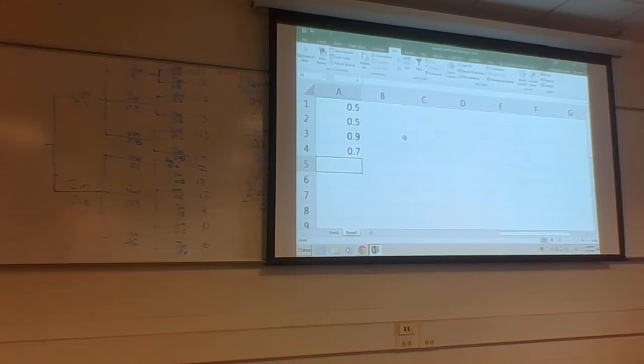0.5 combinations. What is the likelihood none of them will show up? What is the chance none of them will show up? Well, let me ask you something. What is the chance all of them will show up? Aiden, what's the chance all of them will show up?